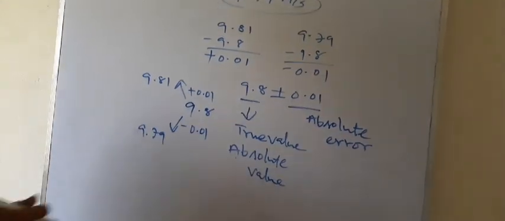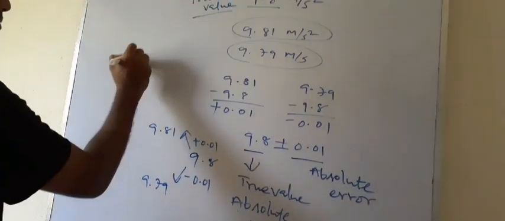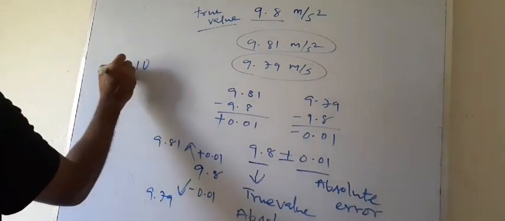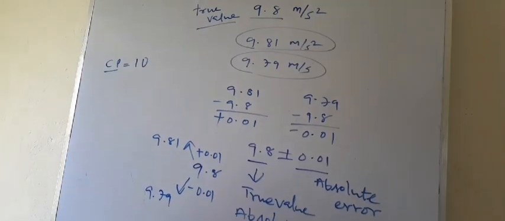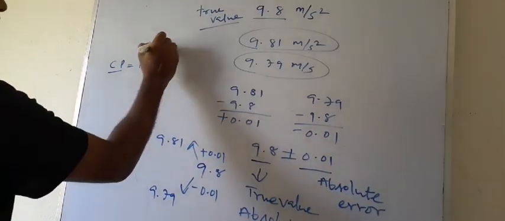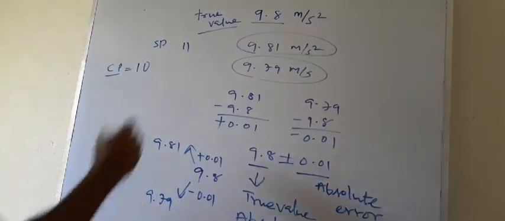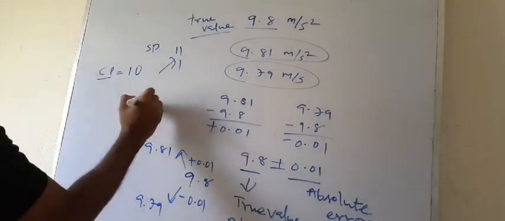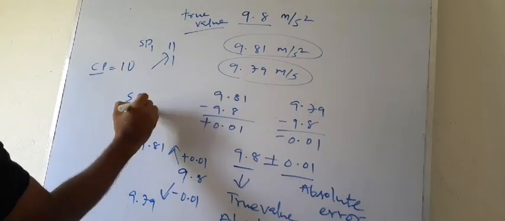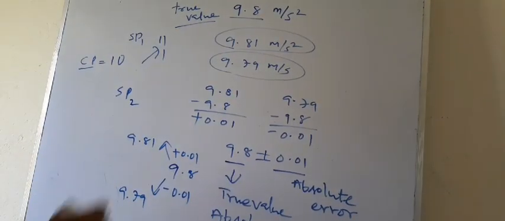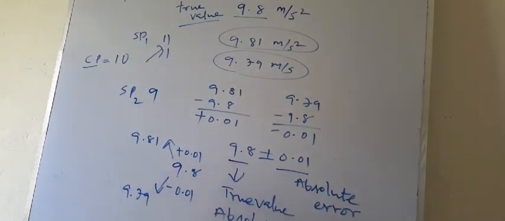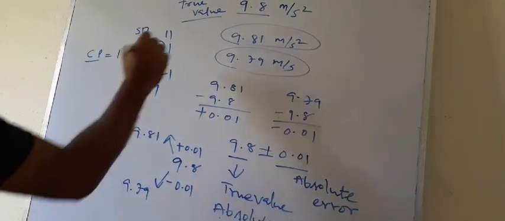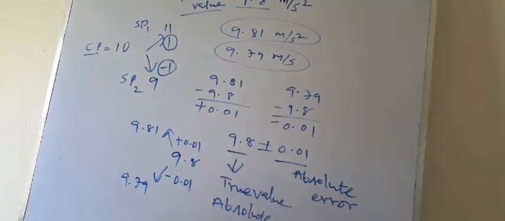For example, in school mathematics, suppose you are buying a pen for 10 rupees. Let's say this is the cost price. The cost price of a pen is 10 rupees. Suppose you are selling that pen, SP, for 11 rupees, it means you are making a profit of 1 rupee. Similarly, you may make a loss. Let's say this is SP2. Let's say you are selling it at a price of 9, it means you are making a loss of 1 rupee. So profit 1, loss minus 1.